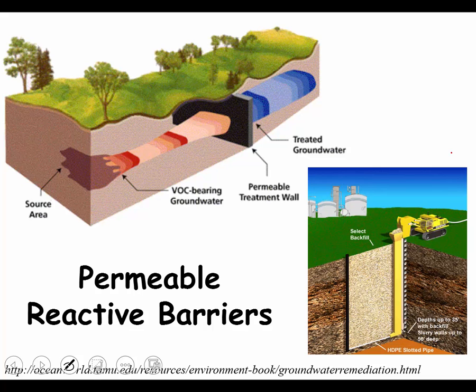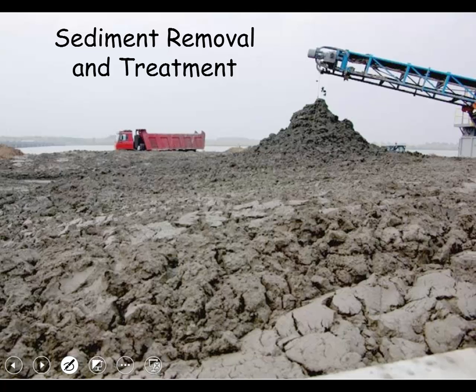One of the neat things that I've never seen used is literally putting in a barrier. Here you've got volatile organic carbons coming down. They hit this permeable reactive barrier. What it is, it's basically a big filter that treats by removing the organic carbons and then you pump it out. Okay, so that's kind of neat. As you can imagine, it's kind of expensive, but there are places where that might be used.